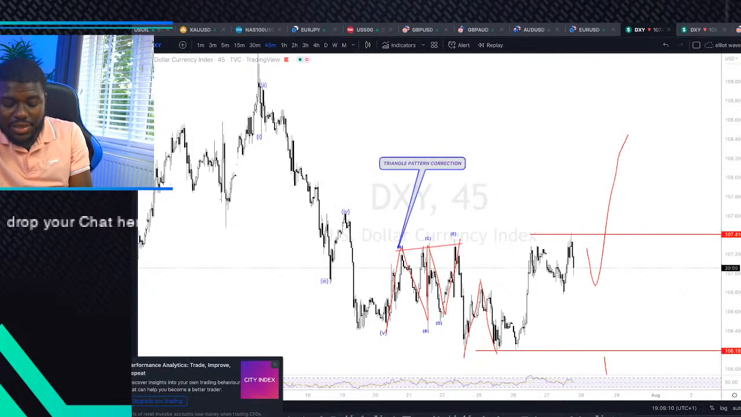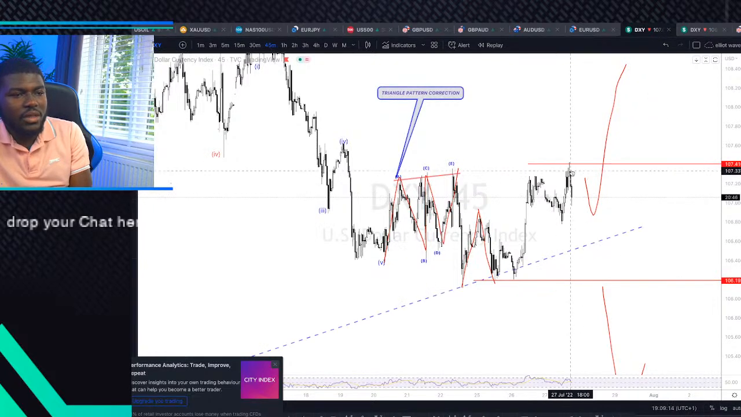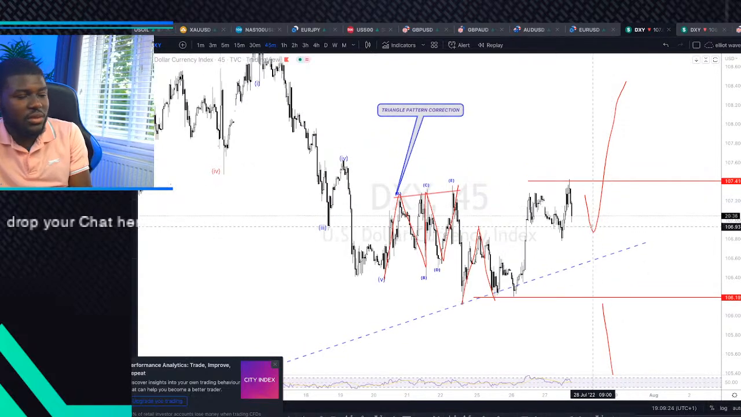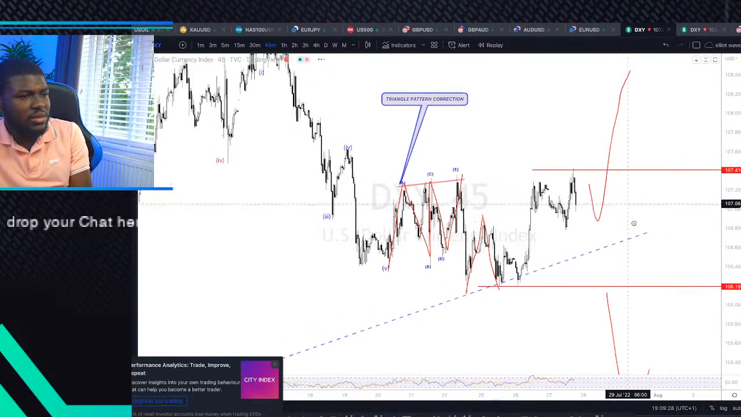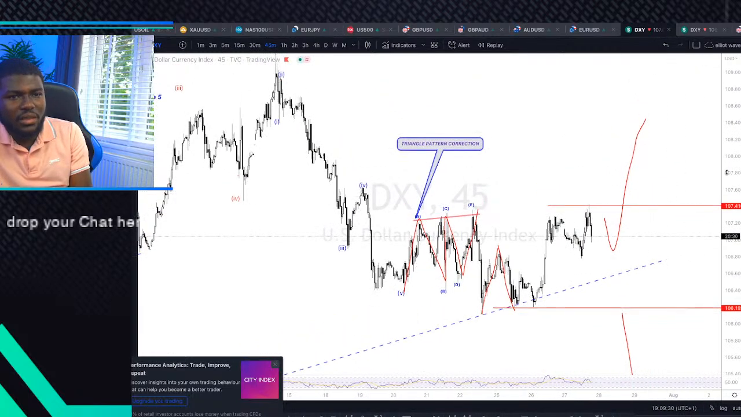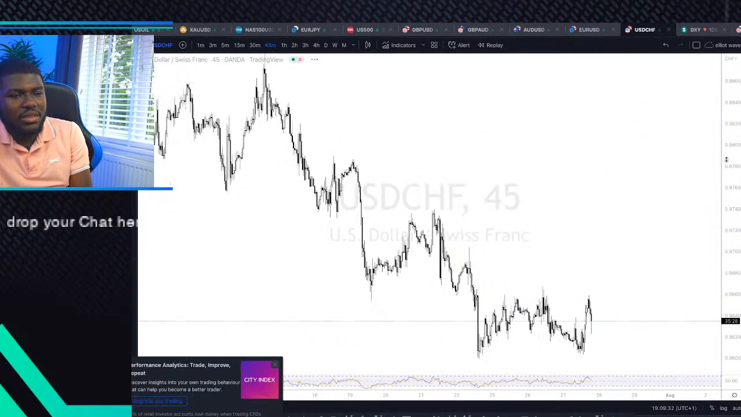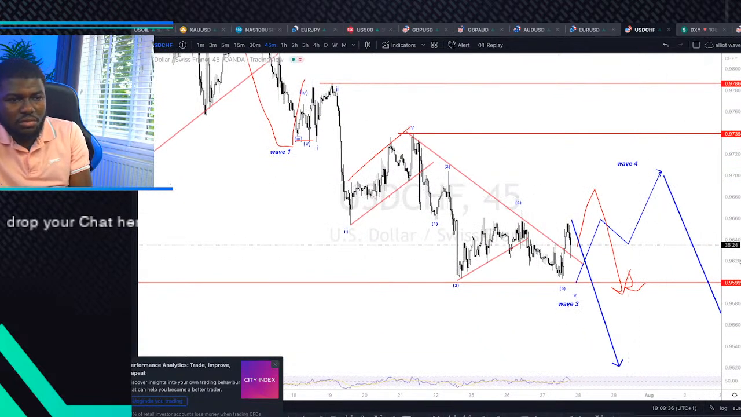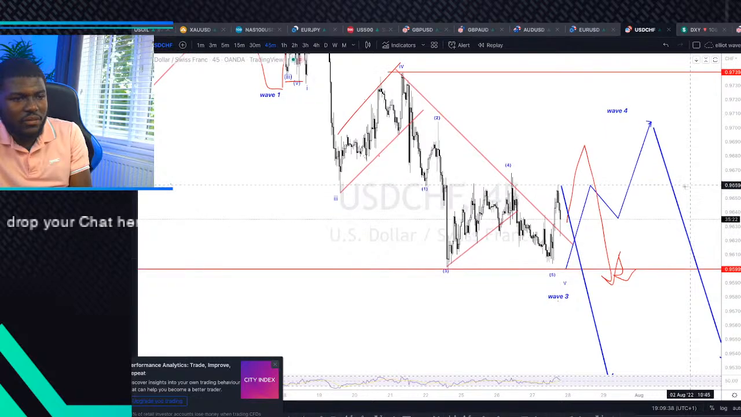Back to our DXY analysis, our USD pairs. Let's see. Okay, USD is currently retracing. DXY is retracing down. I think there might be an opportunity to join maybe a buy position on DXY or a sell position. I can never tell now. But the one that is very clear to me right now is USD CHF.